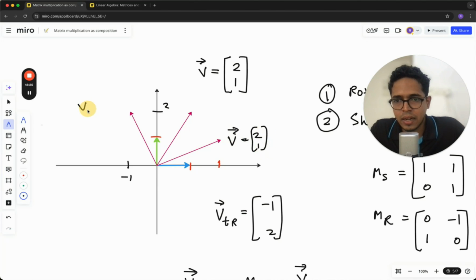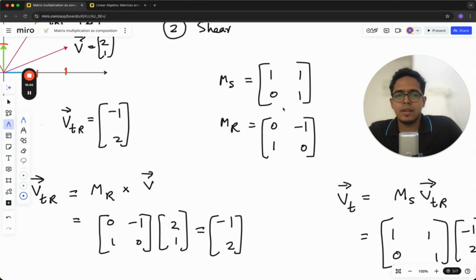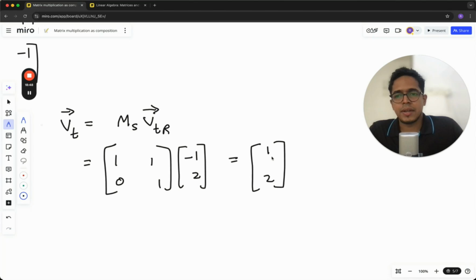This was the vector after rotation transformation. This was -1, 2. And this is the vector after rotation and shear. So VT, rotation and shear. VT for transformation, R for rotation, S for shear. This will be 1, 2. So that is exactly what we calculated here.